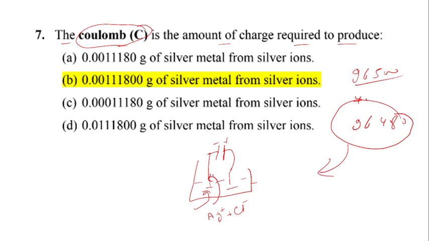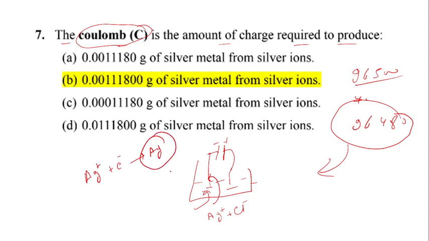I just drew this cell the opposite way, with cathode and anode. Generally we write the cathode on the right-hand side, but here it is on the left-hand side. But your concept should be clear. Because it is Ag plus, it will take electrons from the negative electrode and convert into silver.